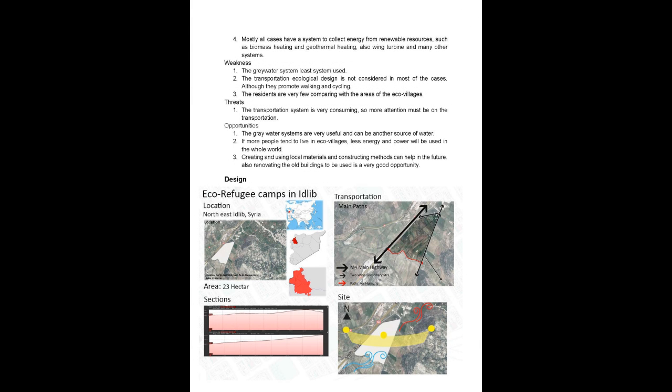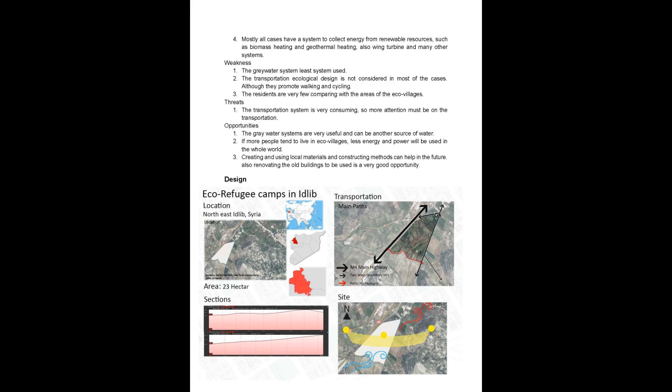Going back to the conclusion, there is a SWOT analysis to analyze the whole comparison between those 10 case studies. The strengths are that all eco-villages have very successful ecological systems, and some actually invented their own system. The most used ecological system is solar panels. It is very useful and it can be installed anywhere. All the case studies created their ecological system for building. They used local materials, local architects and builders to construct their houses. Mostly all cases have a system to collect energy from renewable sources.